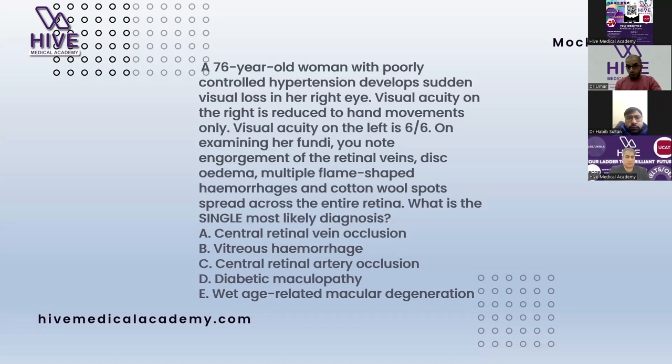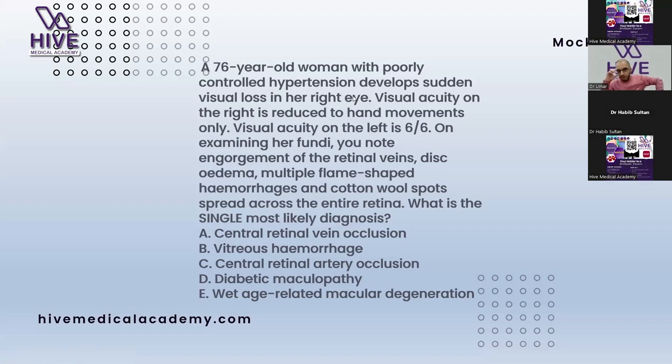A, central retinal vein occlusion. B, vitreous hemorrhage. C, central retinal artery occlusion. D, diabetic maculopathy. And E, wet age-related macular degeneration. So please give your suggestions. No guesses in this one?